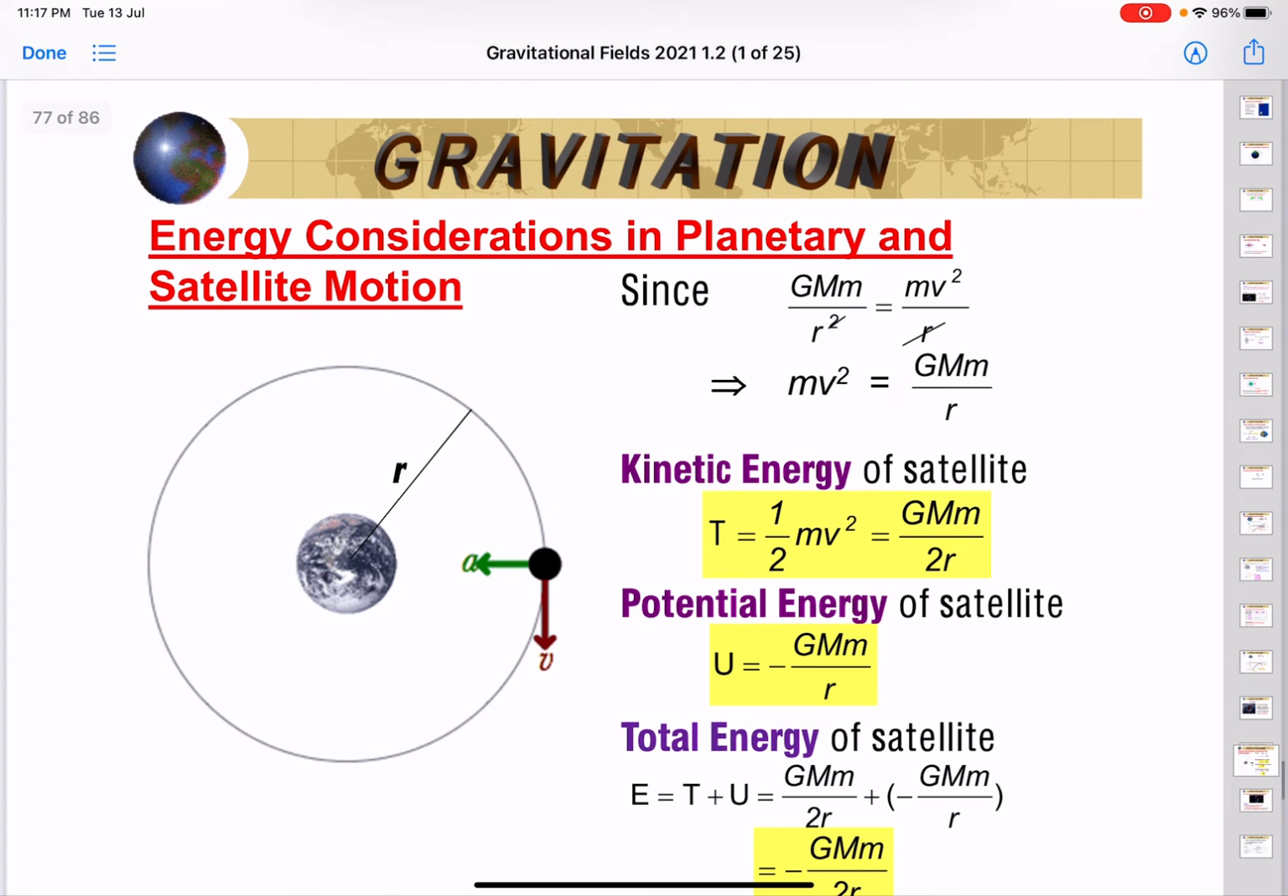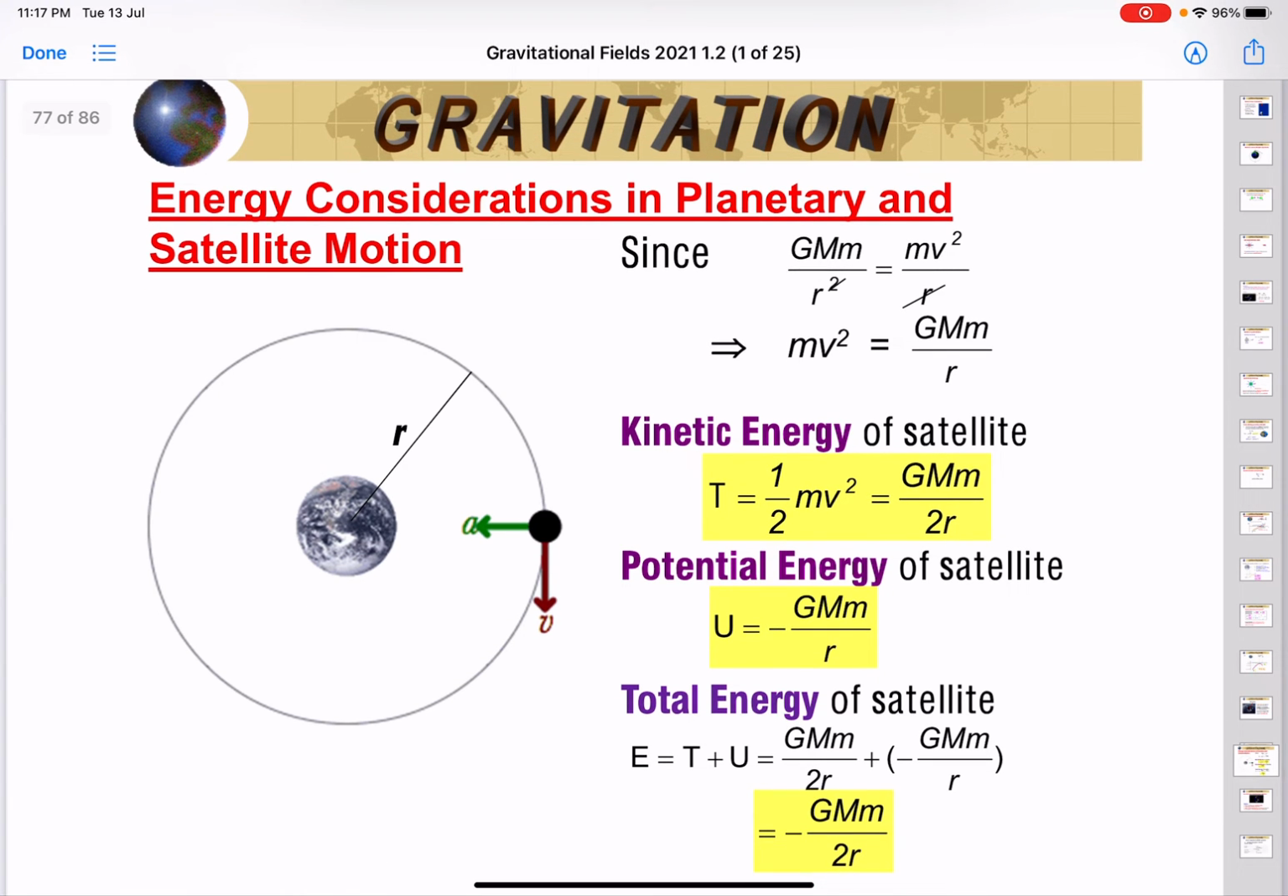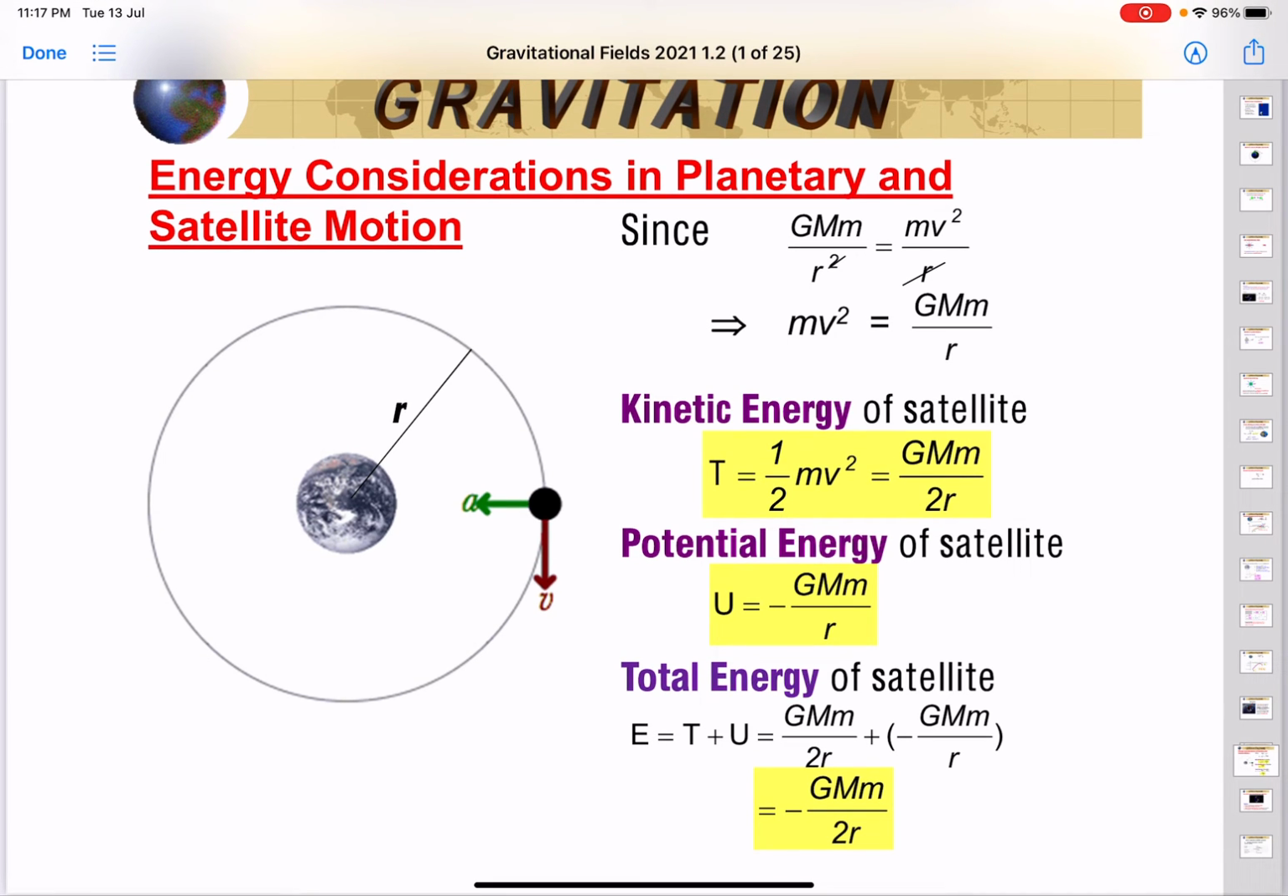Next, we will talk about the energy considerations. We have already found the period and the velocity. What about the energy of a satellite that's orbiting Earth? We can use Newton's law of gravitation, where the gravitational force provides the centripetal force equal to ma. Since kinetic energy is half mv squared, we can express the kinetic energy of this satellite as GMm over 2r.